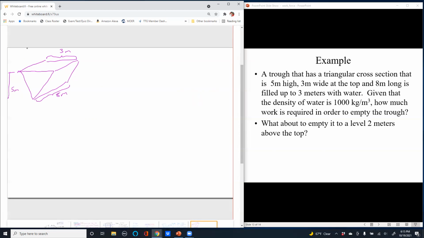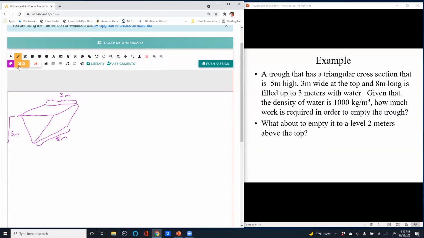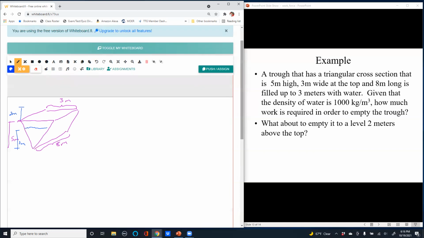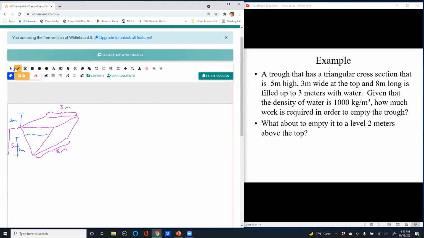So it's not all the way full. So let's mark that. That is only 3 meters. And we want to empty this to a point that is 2 meters above the top of the tank. So a really nice problem, a lot going on. And let's talk about how we slice and build to our final answer. So there's our well. It's not all the way full.